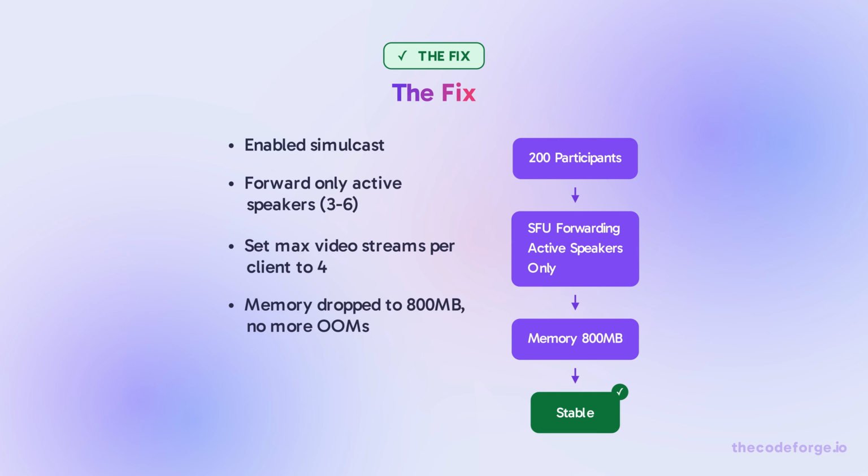OOM-Killer did its job. The fix was to enable simulcast and forward only active speakers. We set max video streams per client to 4, the 3 loudest speakers plus self. Memory dropped to 800 MB. No more OOMs. The key change was limiting active video streams to a small number.